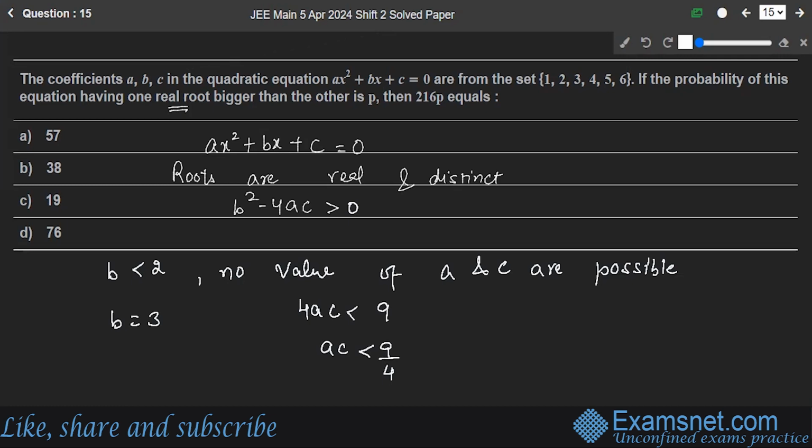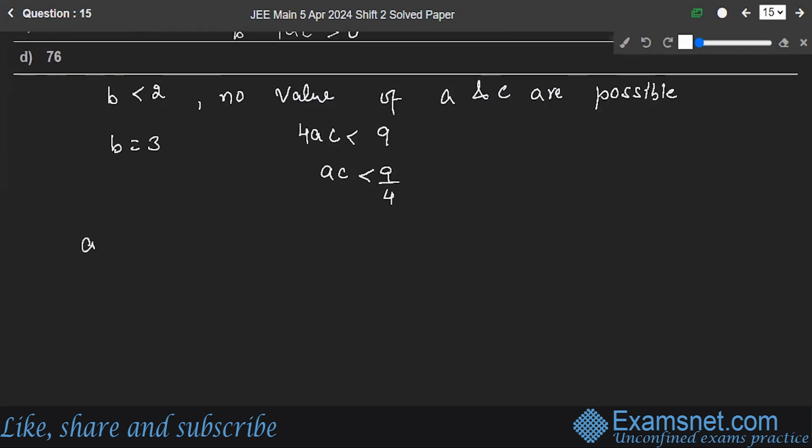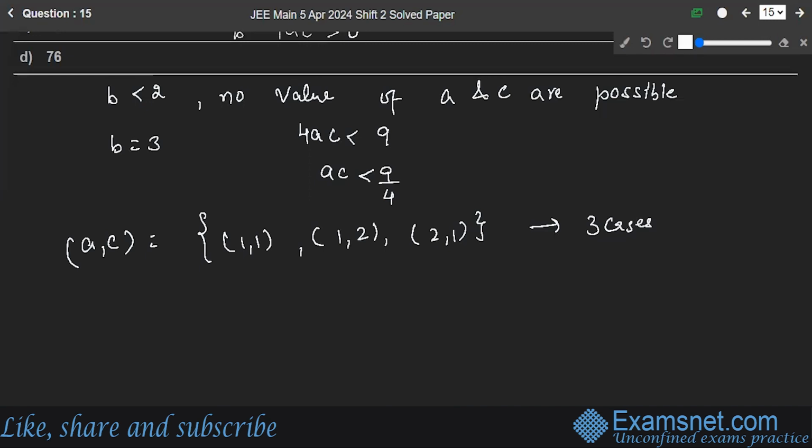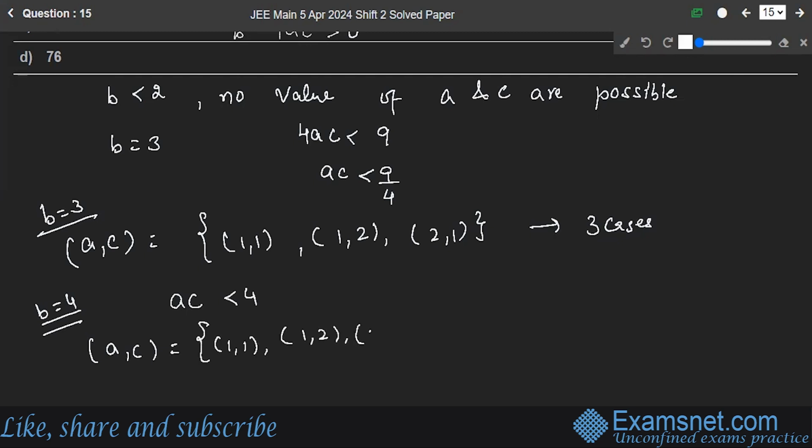So let's consider these cases where A and C can have ordered pairs. It can have 1 and 1, right? Then it can have this or this. So these are the three cases when B is equal to 3. Next one, B is equal to 4. So in this case, what will your AC be? AC will be less than 4. So the ordered pairs AC can have will be 1, 1, 1, 2, 2, 1, and this. How many cases are there? 5.